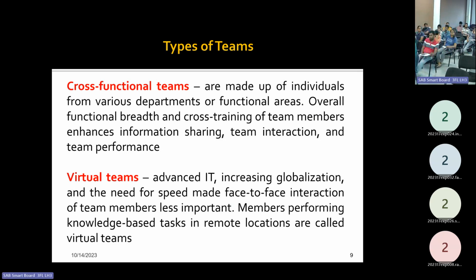Right. Then the next one is virtual teams. It is based on modern technologies, the advancement of new technologies, ICT. But before that, what's the key reason for the high use of virtual teams? It is globalization and technological advancements. Therefore, face-to-face interaction of members is not that important today, but there are disadvantages of non-physical interactions.